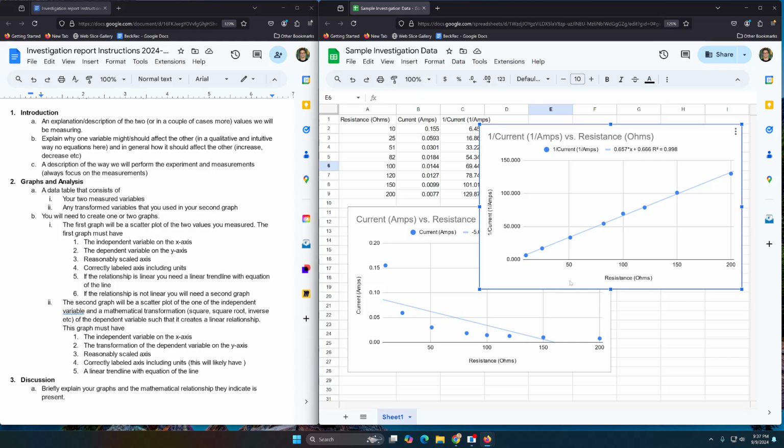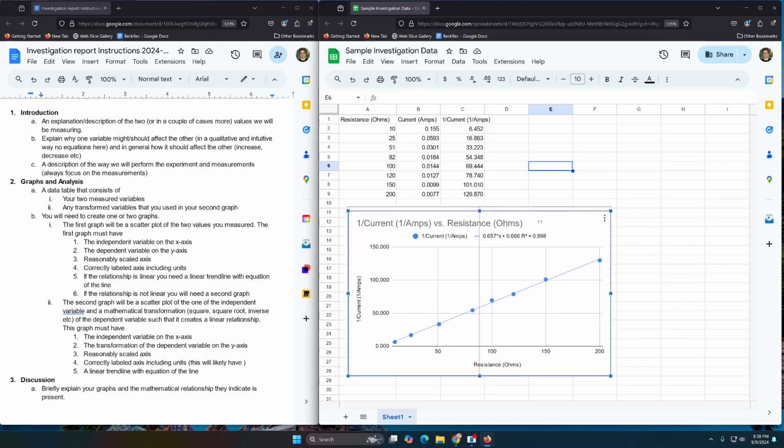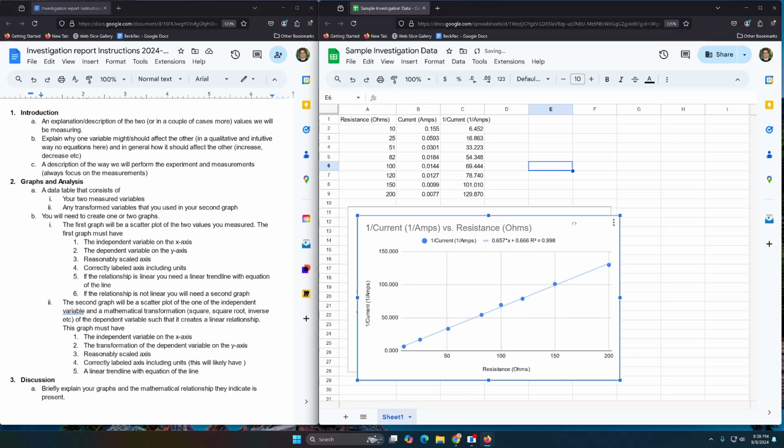Okay. So both of these graphs need to be in your investigation report along with this data table. There's one final thing you need to do. You need to pay attention to the slope of this graph. That's why we add this equation. That's the primary reason. The slope of this graph is 0.657. And so the question is, is that number meaningful? The way we check to see if that number is meaningful is we think about what we graphed here.